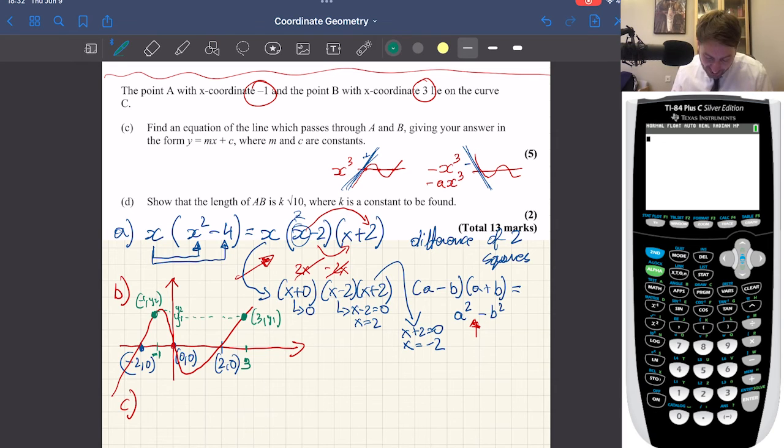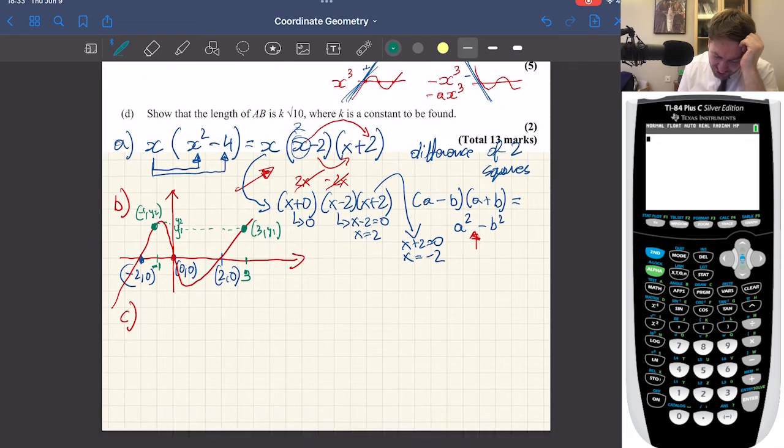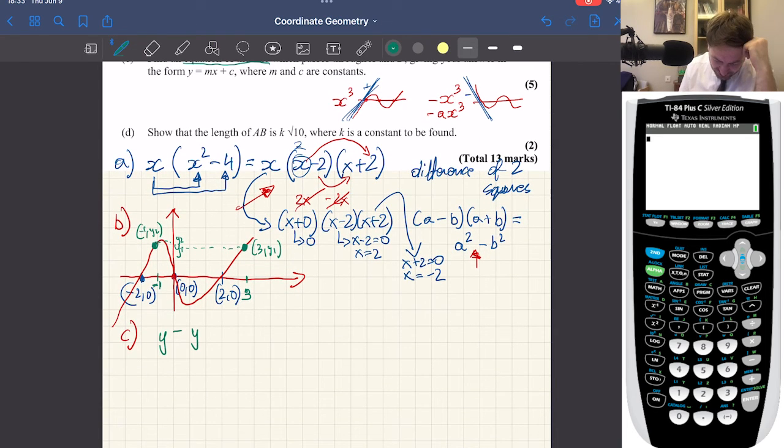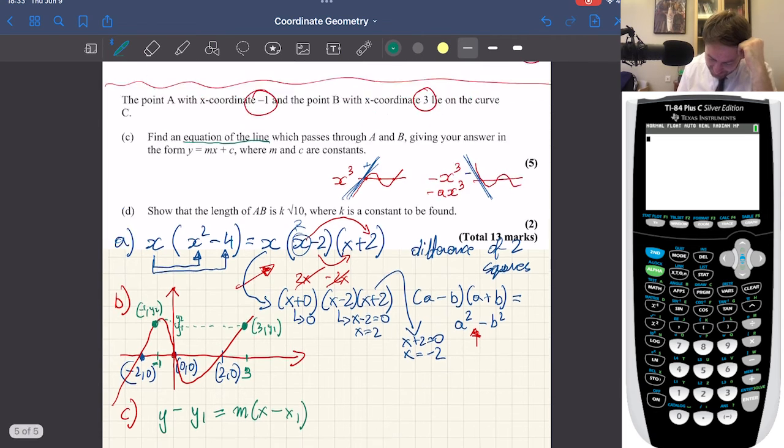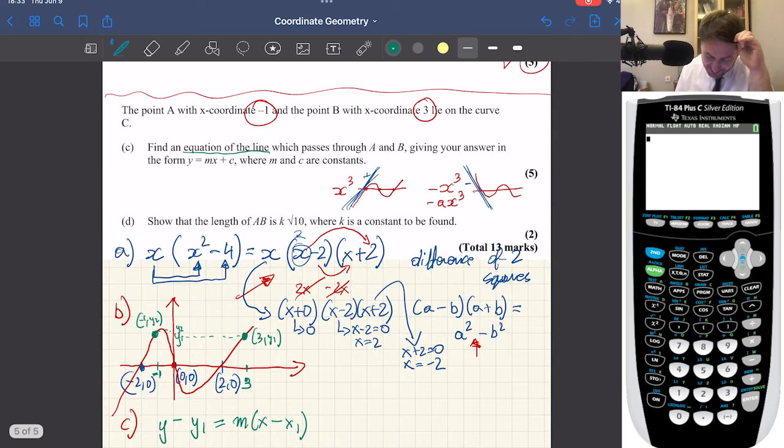I will find out. We need to find the equation of a line, which is y minus y1 equals m times x minus x1, m being the gradient, that goes through A and B. Find the equation of a line that passes through A and B, giving your answers in this form. So essentially what they're saying is that there is a line that goes through those 2 points.